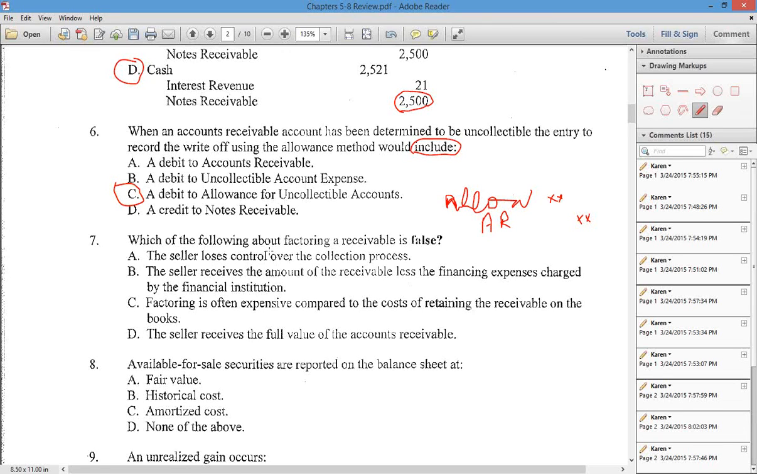Which of the following about factoring of receivables is false? So three of these would be correct, one would not be. The seller loses control over the collection process. The seller receives the amount of the receivables less the financing expenses charged by the financial institution. Factoring is expensive compared to the cost of retaining the receivable on the books. And the seller receives the full value of the account receivable. One of these is false. Do you know which one is false?